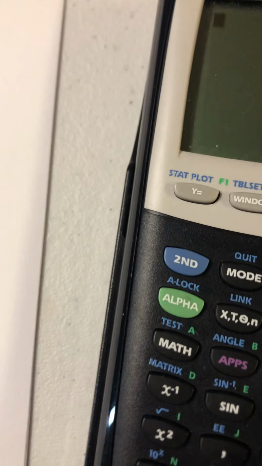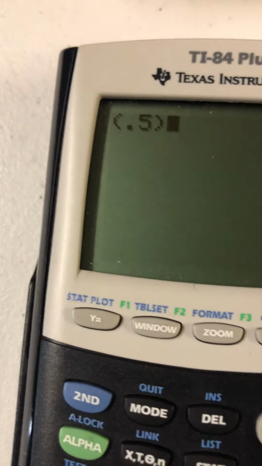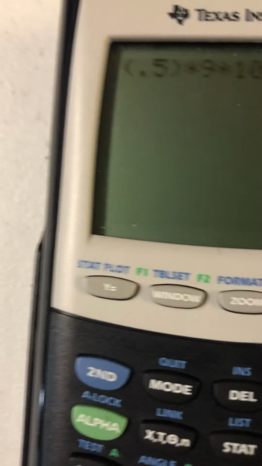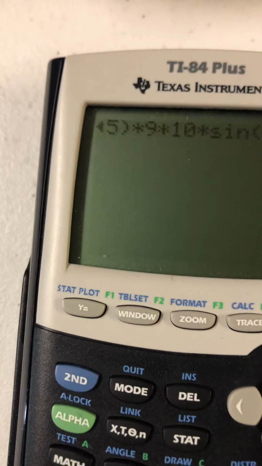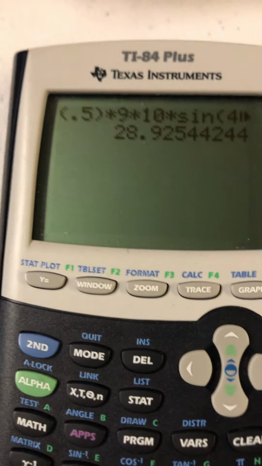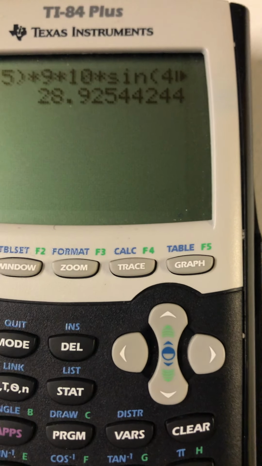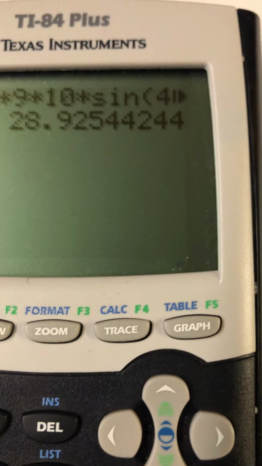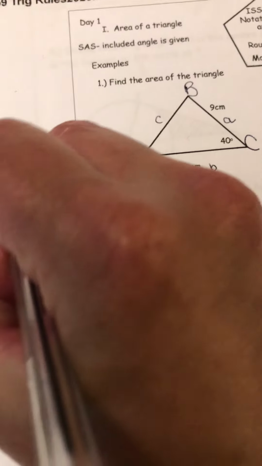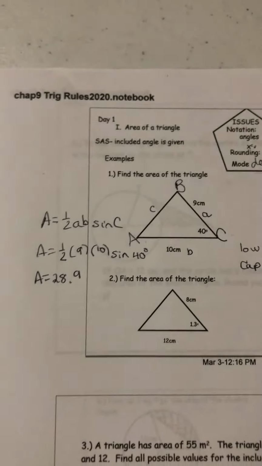Now, again, it's up to you. I know the equivalent for 1/2 is 0.5, so I just go right to it: 0.5 times 9 times 10 times the sine of 40 degrees, and close your parentheses. Especially in this chapter, it's going to be very important for you to get into good habits of closing your parentheses. They didn't tell me what to round, so 3 sig figs will be 28.9. And that is your answer for example number 1.